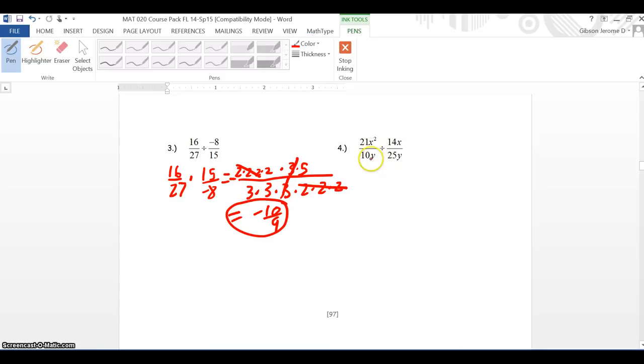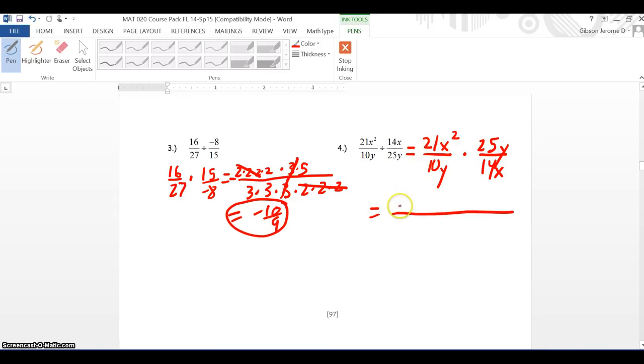We have 21x squared divided by 10y, and that is divided by 14x over 25y. So now first we must change this to multiplication. So we have 21x squared over 10y, and division becomes multiplication, and we take the reciprocal of the second fraction, which will be 25y over 14x. Now we would do our prime factorization of the numerator and the denominator.